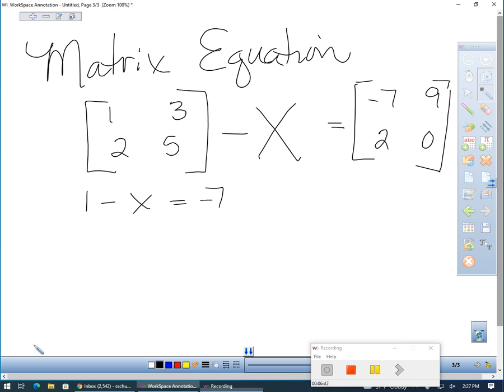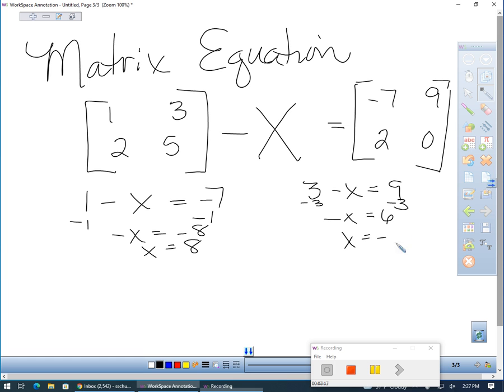Just trust me. So solving this, I would subtract 1 from both sides. So I have -x equals -8, so x equals 8. That's the answer to the first spot. Okay? Then I'm going to do the next equation, 3 minus x equals 9. Subtracting 3 to the other side, I have -x equals 6, so x equals -6.